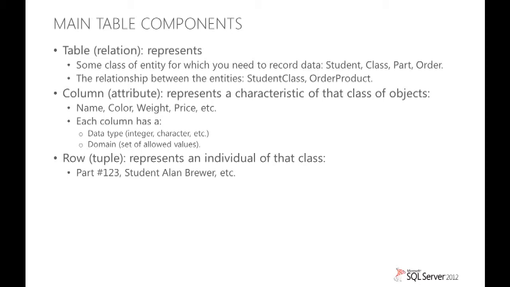The row is the horizontal dimension in the table. They're called tuples in relational theory, and they simply represent an individual of whatever's being represented by that table. So if I have a part table, I'd expect one row for part 123, another row for part 124, a third row for part 125.